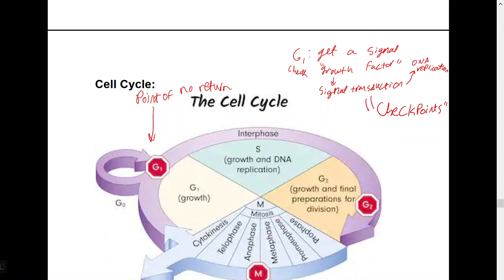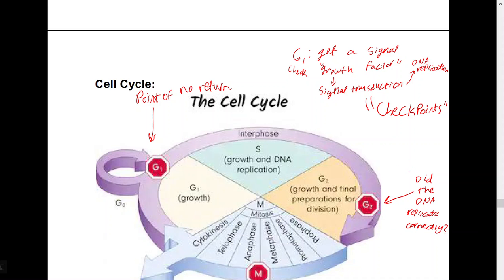Once it starts replicating, you can't stop it. So DNA is replicated. G2 is the final growth phase, and it's preparing to divide. This G2 checkpoint is just asking, did the DNA replicate correctly? And it has some internal function where it checks if the DNA replicated correctly.